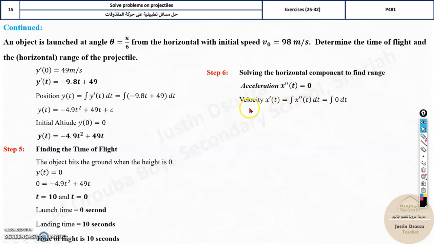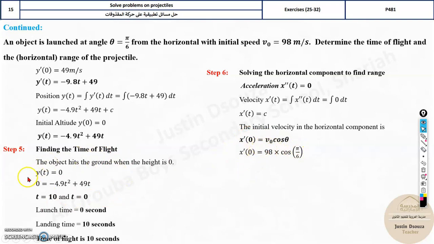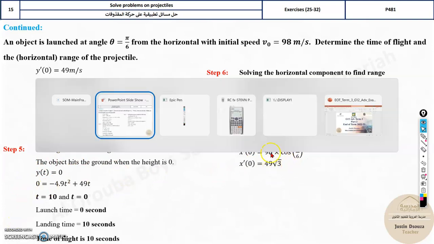They have not mentioned any other acceleration, so it's basically 0. And then we start solving the velocity. The velocity over here would be the integral of this. Basically it's again 0 plus c, because we have only the constant of acceleration. What is that c value? You can easily find it by this formula: x dash of 0 is equal to v naught cos theta, and then you get 98 cos theta. Over here you can use the calculator and solve it.